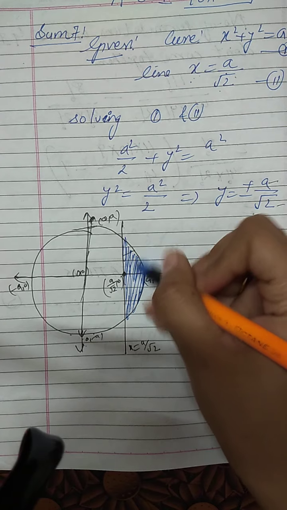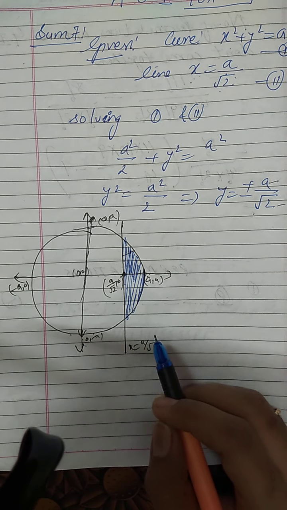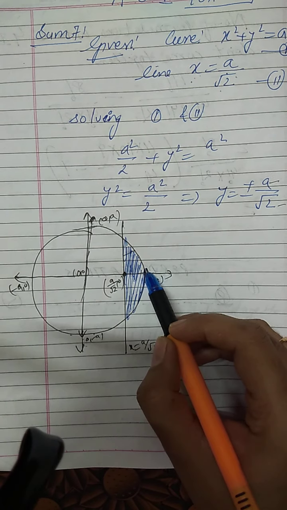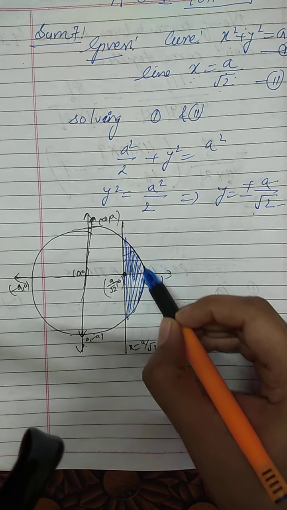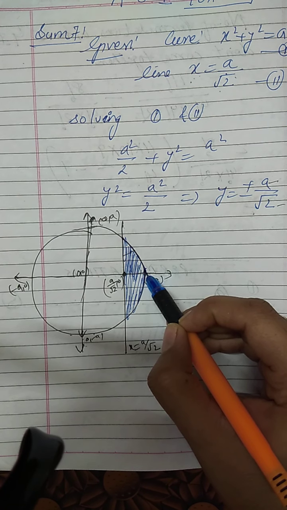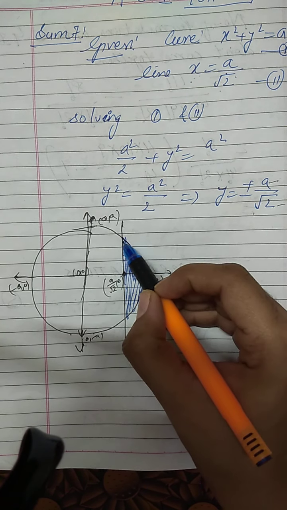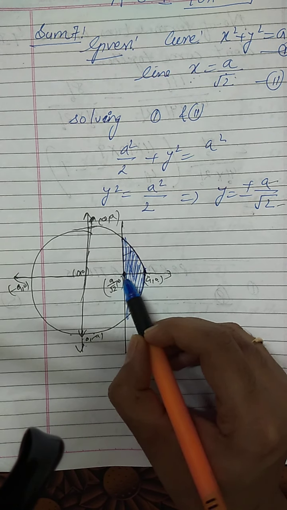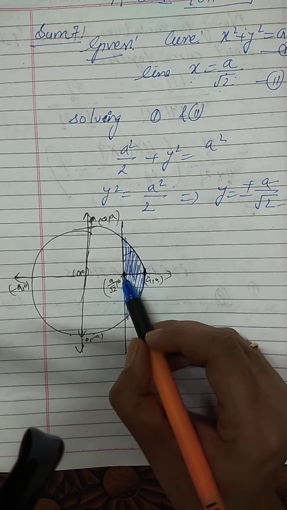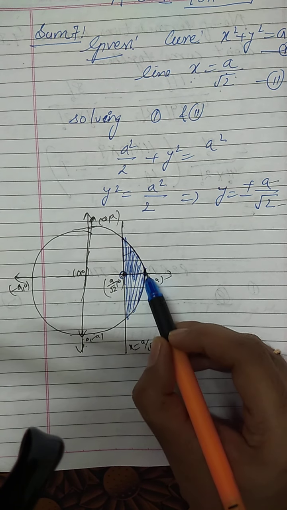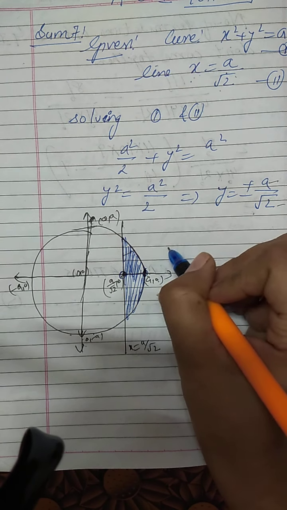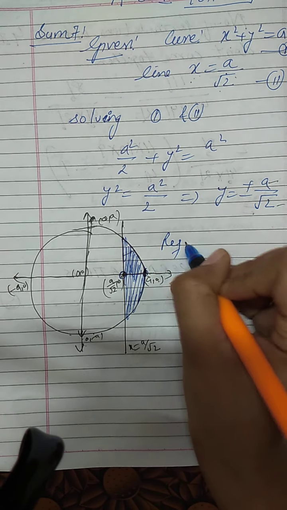If you remember, the circle is also symmetrical about the x-axis and y-axis. So if I just find this region, what is this region? This region is bounded by the curve x square plus y square equals a square, this line, and this point. The region I can take, this is a by root 2 and this is a. So the region will be bounded, or the limits I will get. So I can write down here the required area.